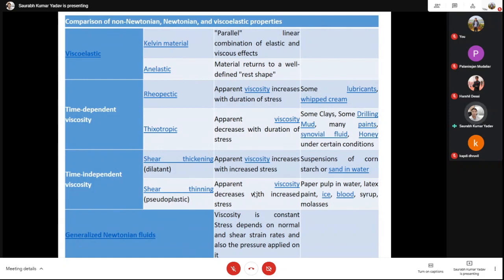Then time independent: shear thickening and shear thinning. Shear thickening is dilatant, shear thinning is pseudoplastic. Apparent viscosity increases with increased stress in dilatant. If you increase the stress, then viscosity will increase. And in pseudoplastic, if you increase the stress, viscosity will decrease. The example is ice cream. Water, latex paint, blood, syrup are general Newtonian fluids, where viscosity is constant with respect to stress and depends on the rate and pressure applied on it.